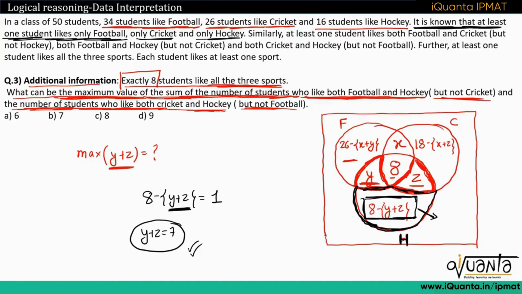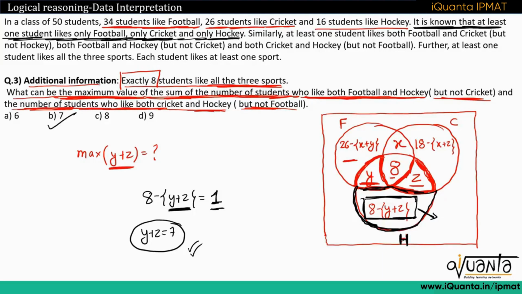So what is the minimum value of this region over here? It was equal to 1 because it was given to us that at least one student likes only football, only cricket and only hockey. So we put it equal to 1, we get y plus z equal to 7. So 7 will be the correct answer to this question. So option B is the answer. I hope this is understood.